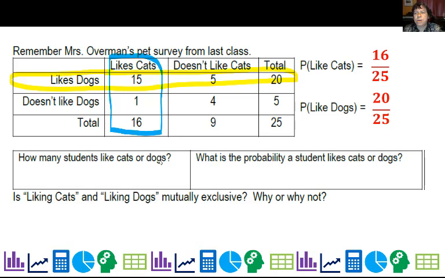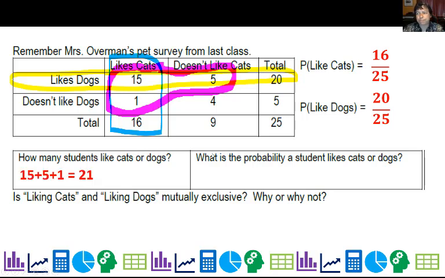Why is that? Well, when we look, these are the people that like cats or dogs. That 15 is in both of these fractions right here. So really, we only want to count that 15 once. So we'll say the 15 plus the 5 plus the 1, that's 21. So what's the probability a student actually likes cats or dogs? It'll be 21 out of 25, or 84%.